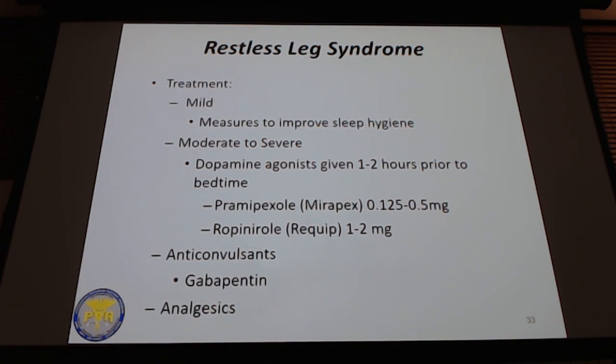Moderate to severe: dopamine agonists, right? Mirapex and Requip are the 2 that are popular for RLS. And then if it's really bad, gabapentin or analgesic medication. Analgesics is getting kind of crazy because you're really blunting pain receptors to put someone to sleep. So I think that's a little aggressive.